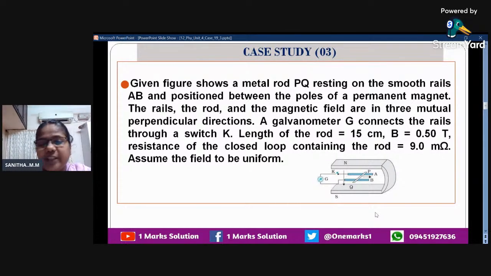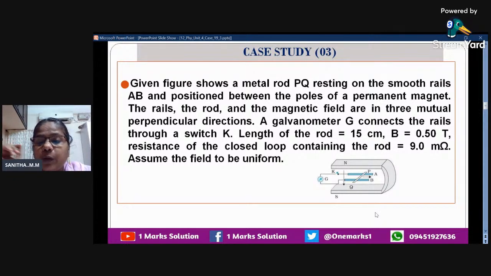The length of the rod is given as 15 centimeter, and we have to convert it into meter. Why? Because we are following the SI system, the Systeme International units. You know that the SI system is very important. B, the magnetic field, is 0.50 Tesla. Tesla is the unit of the magnetic field.